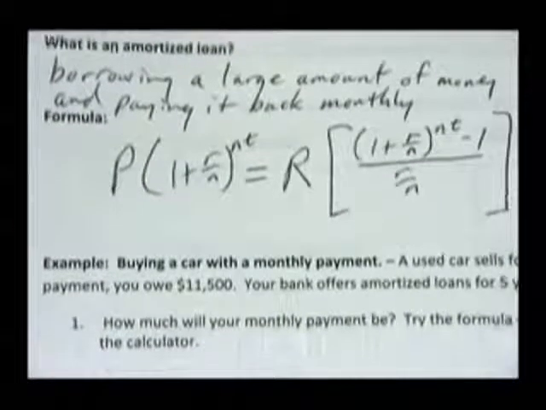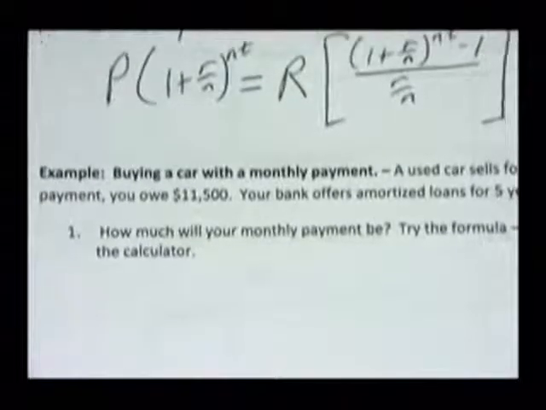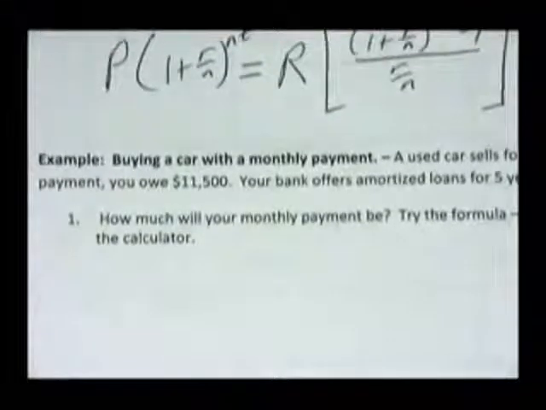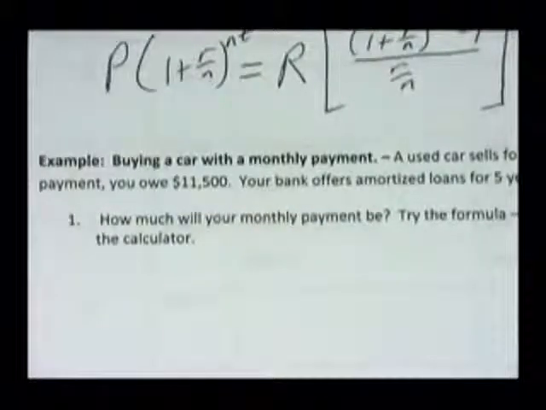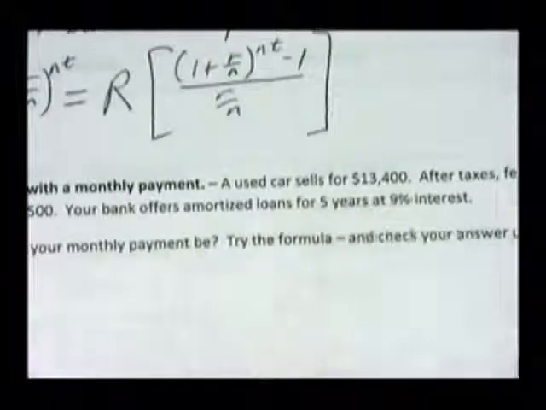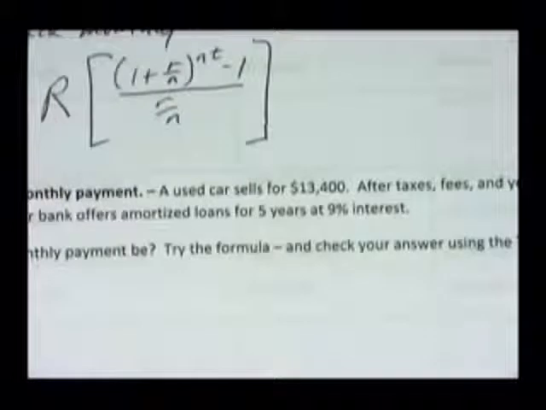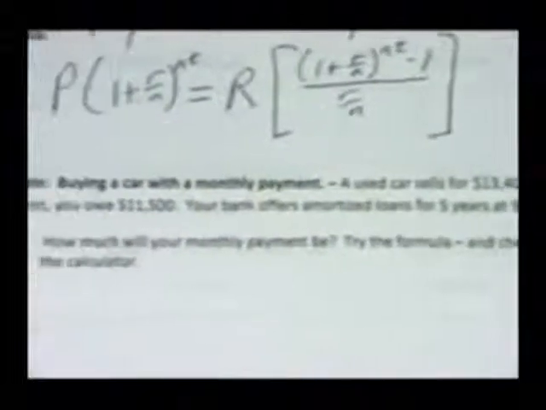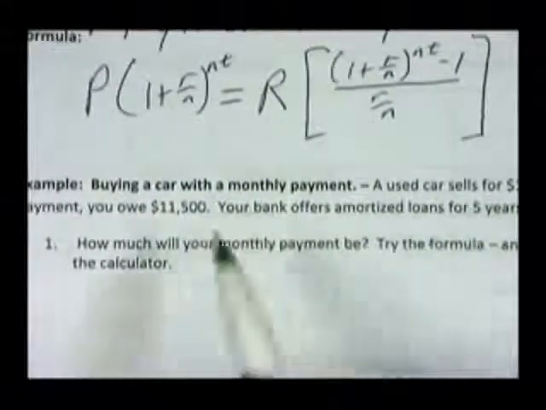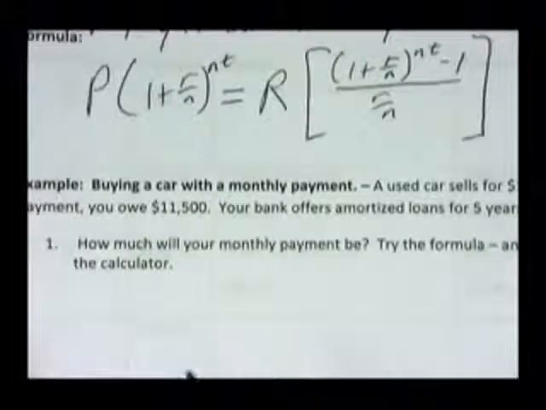So that's the formula. Now let's go ahead and look at an example and see if we can figure out how to use that formula, and then also how to use the TVM solver to do that. So our example is we want to buy a car. A used car that we found that we like costs $13,400. After taxes, fees, and your down payment, okay, you've got a little money, so you're paying that up front, you're going to end up taking a loan for $11,500.